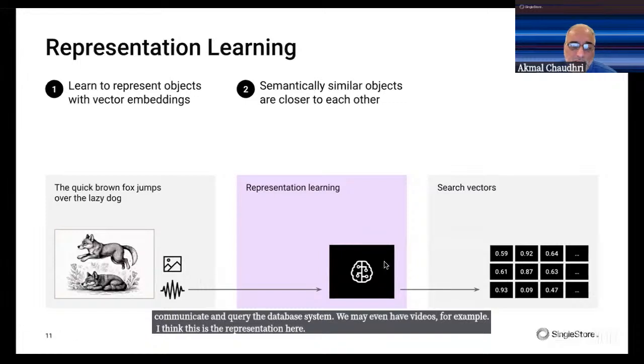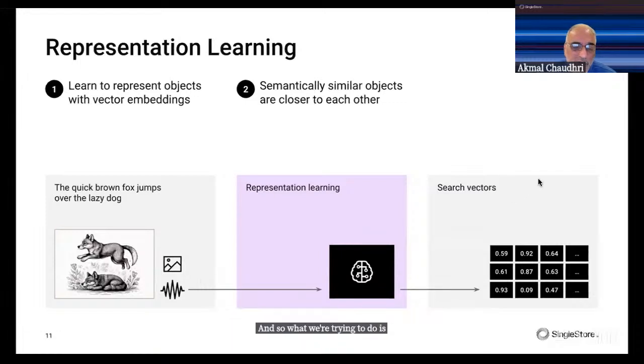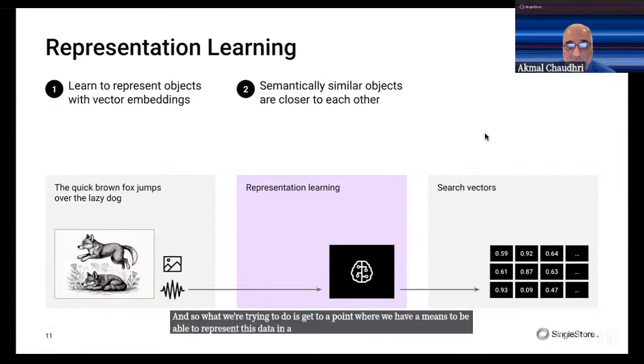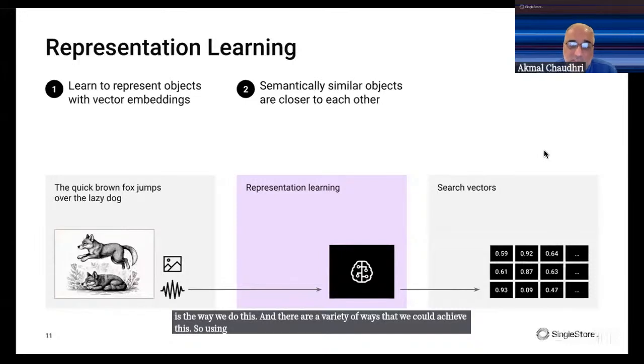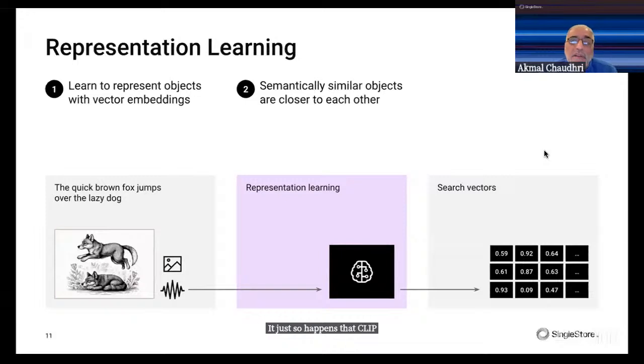And so what we're trying to do is get to a point where we have a means to be able to represent this data in a format that we can use. And vectors is the way we do this. And there are a variety of ways that we could achieve this. Okay, so using encoders, transformers, and so on. It just so happens that CLIP allows us to do this without having to use anything external, in other words, going to say another piece of software such as an LLM or over the wire, over the network to some sort of SaaS provider, for example.